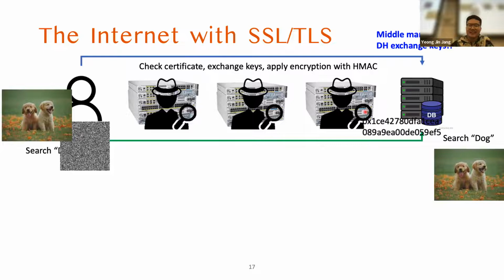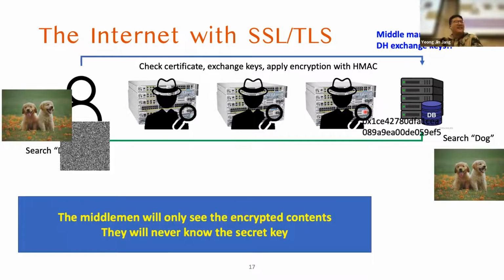So the implication is that by having certificate verification, key exchange, a symmetric cipher and HMAC, the middlemen will only see the encrypted content. They don't know the content, and they cannot even alter it.